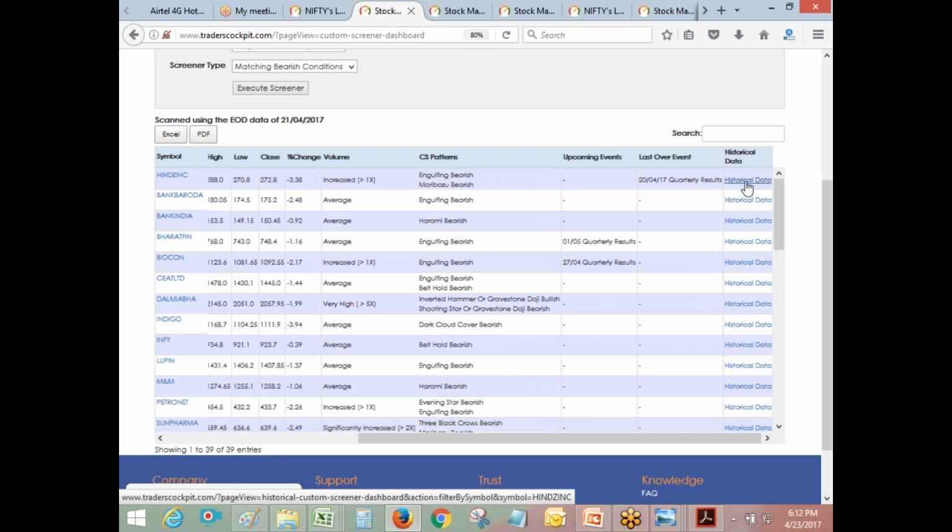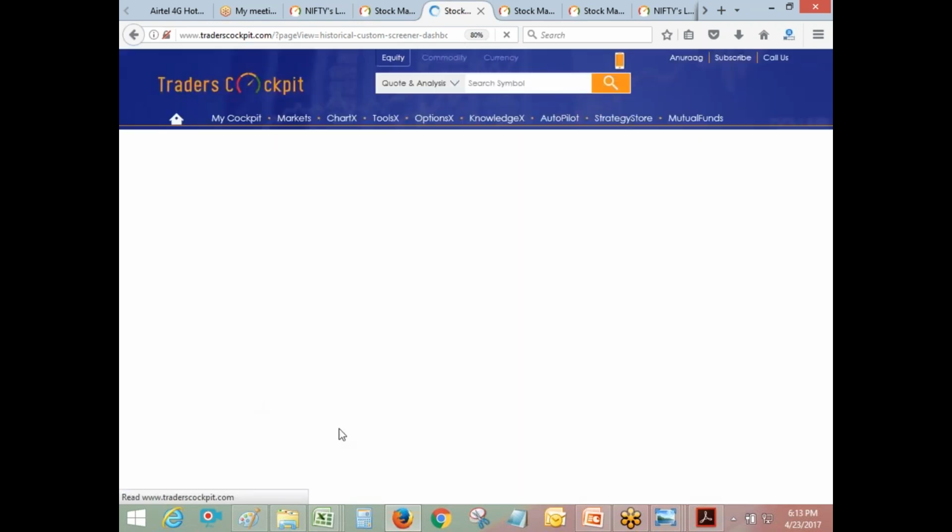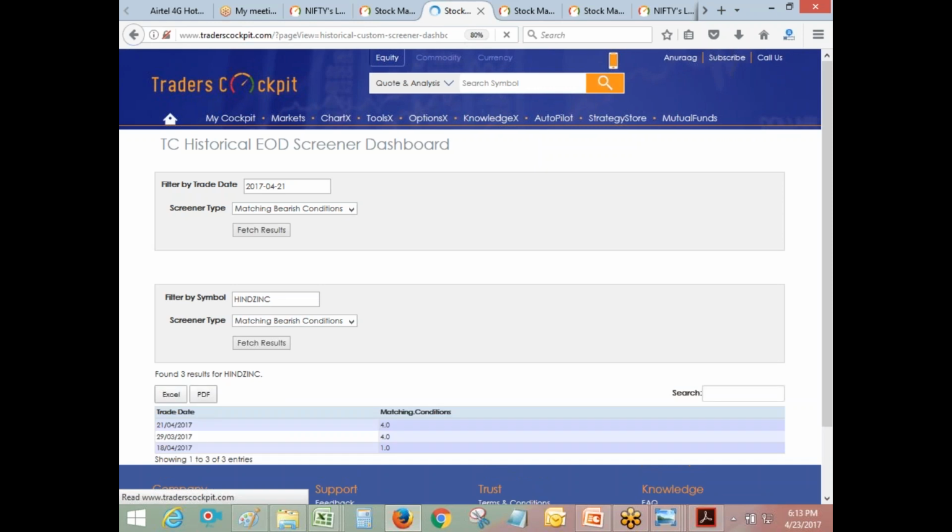If you click historical data, it will tell you when all the screener has generated alerts on this stock for positional. See, if it shows bullish 0, that means in the last 15 days there is no bullish condition at all in Hindustan Zinc. Now we'll check the Hindustan Zinc chart later, but first let's look at when bearish it showed. It has shown bearish 3 times in the last 15 days, and the first time was on 29th March, and 21st.